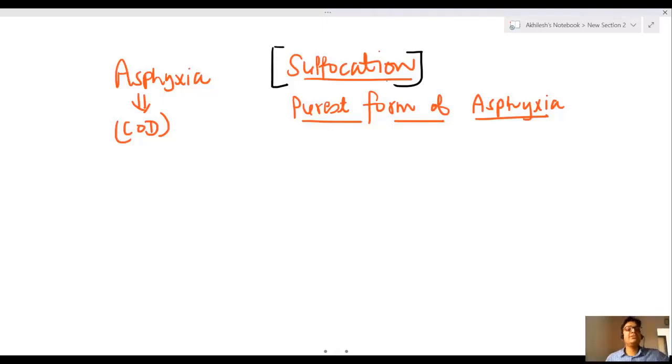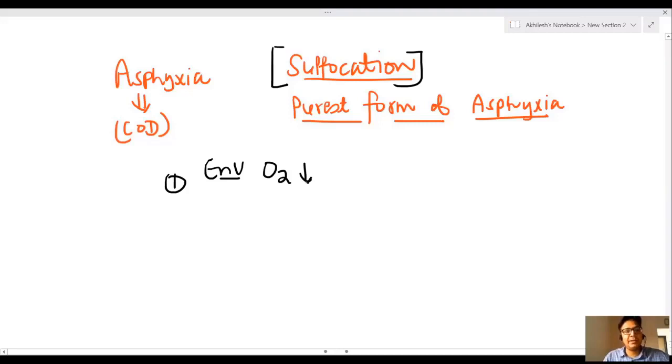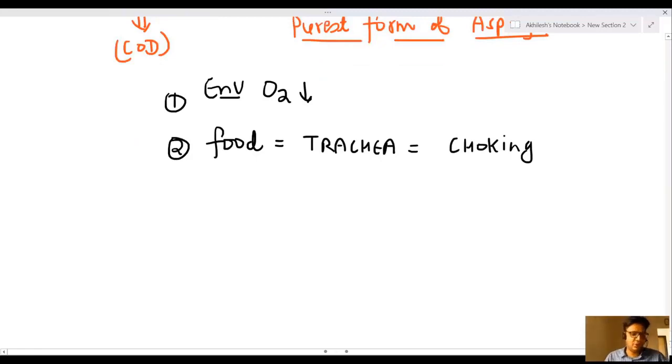How does a person get suffocated? You are in Delhi. You are feeling one suffocation every day: environmental lack of oxygen. This is the first suffocation you are feeling in Delhi. Very common. Second, if any food particle goes into the trachea or respiratory passages, this is choking.